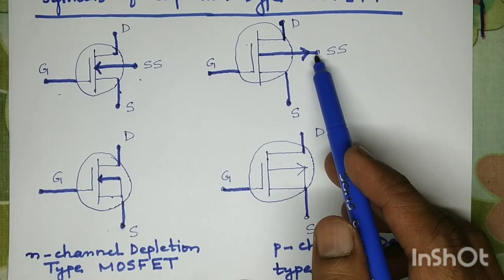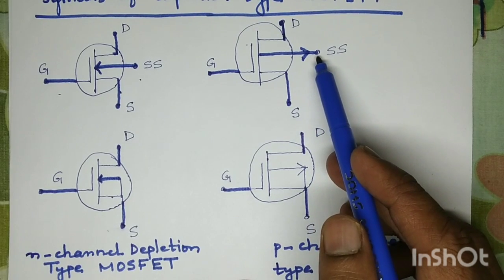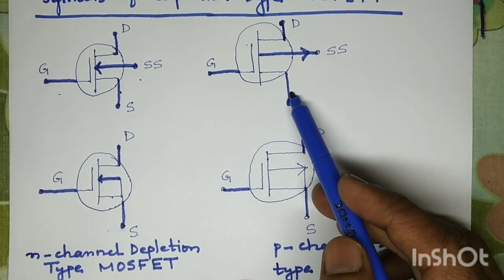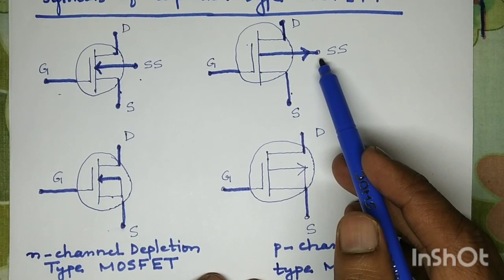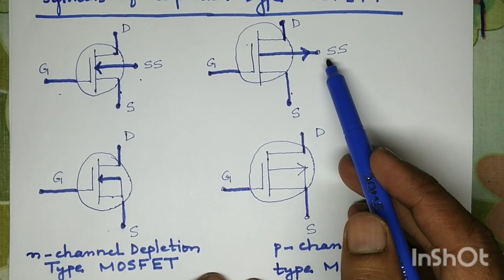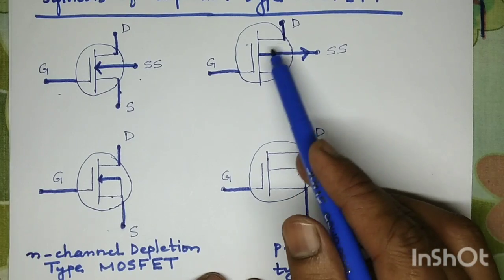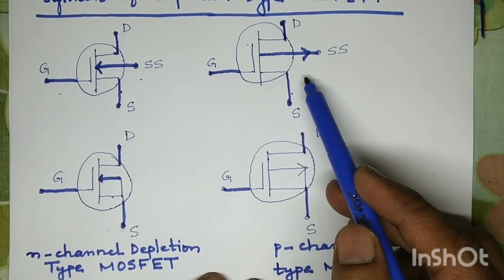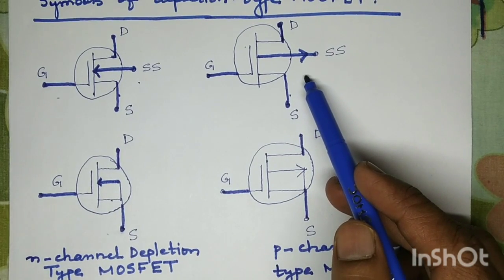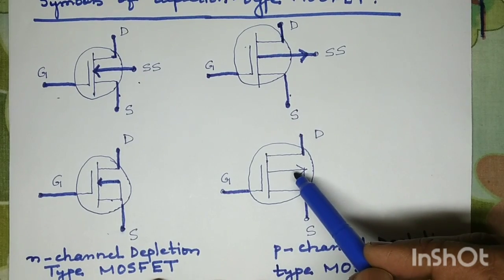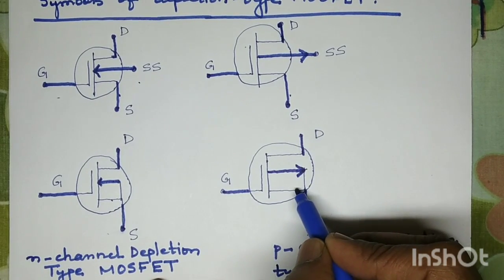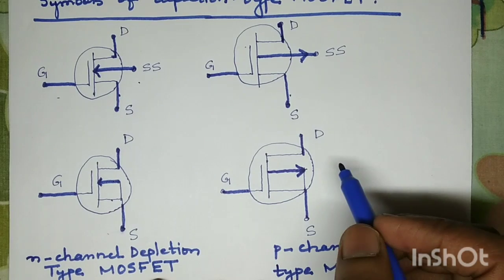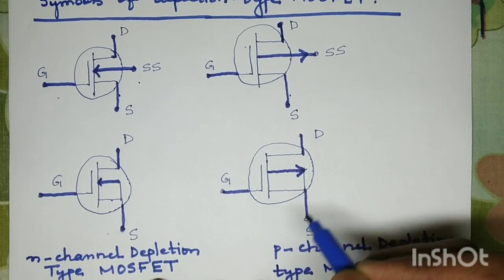So since in this case the substrate and source are not connected to each other, you can apply some potential across the substrate terminal. So we can say in this configuration, body bias effect is present. But in this case, the substrate and the source are connected to each other, and hence in this case body bias effect is not present.